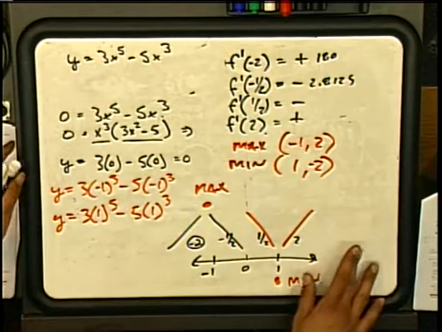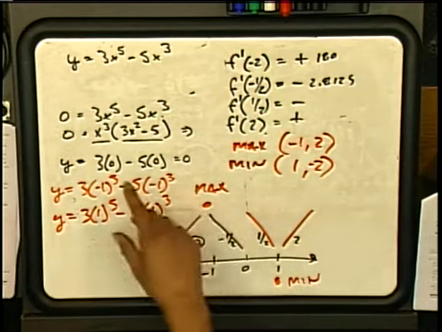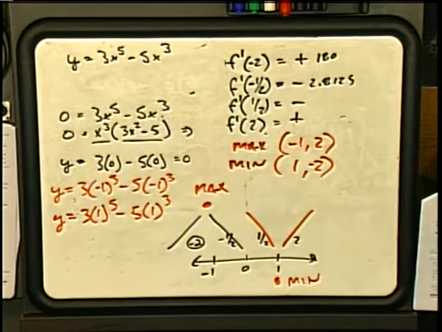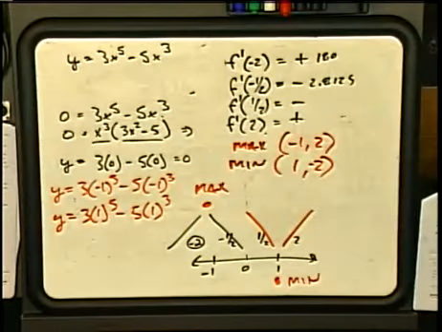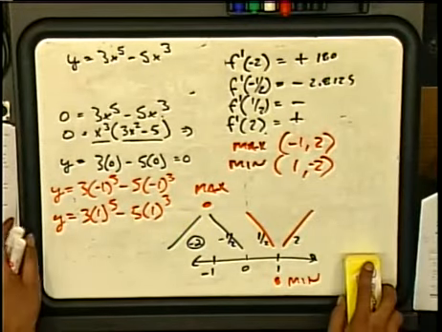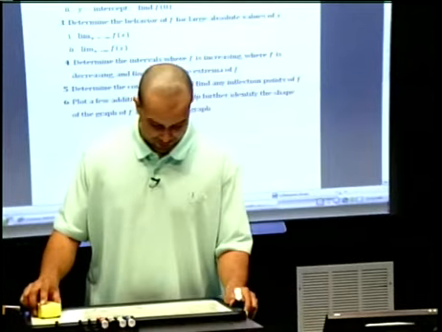Okay, after you do that, you've got increasing and decreasing. You want to know the concavity, concave up or concave down. So you take the derivative of the derivative, right? Just the second prime. And you plug in your critical points. Start a number line.